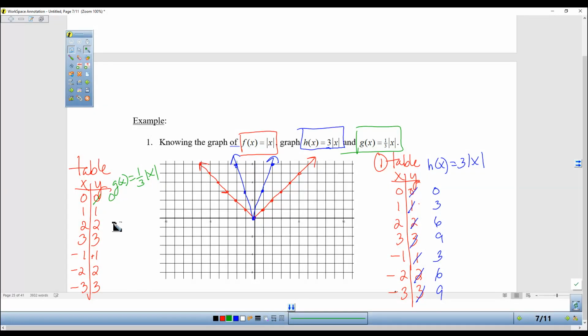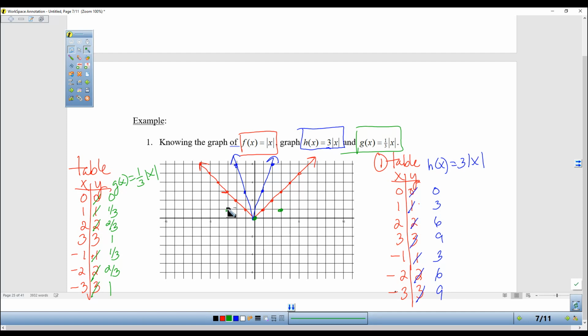1/3 times 0 is still 0. 1/3 times 1 is 1/3. 1/3 times 2 is 2/3. Oh, good. Here's a good one. 1/3 times 3 is 1. Now, you might not be able to graph every point, but you can graph the nice ones. So (0, 0), and then (3, 1).